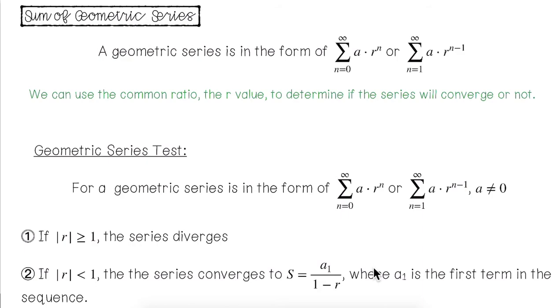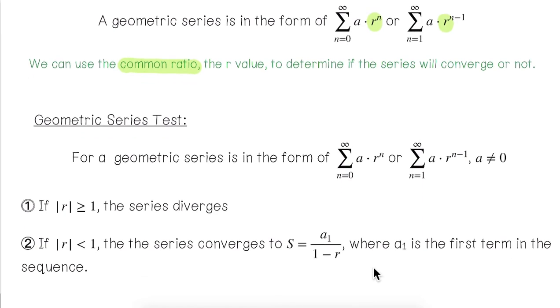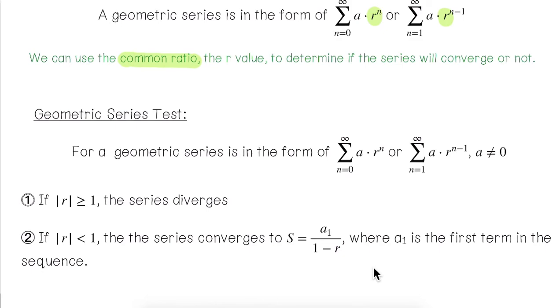So we can use that common ratio, which is that r value, to determine whether or not the series will converge. And that's called the geometric series test. We want to know the names of our tests because it's really great for justifying our responses. So if we have a geometric series in either of those forms, whether it starts at 0 or 1, doesn't matter, if the absolute value of the common ratio is bigger than 1, the series is going to diverge because you're going to be adding numbers that are bigger and bigger each time.